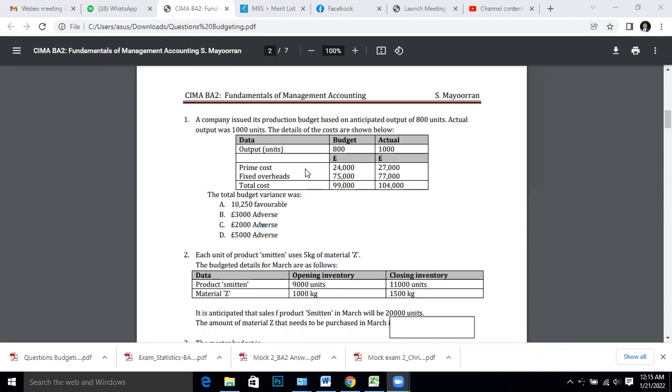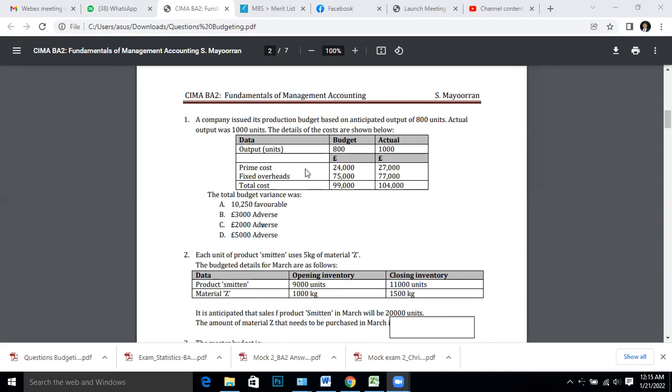That's fun. The company issued its production budget based on anticipated output of 800 units. Actual output was 1000 units. The details of the costs are shown below. Output budget 800, actual 1000. Prime cost, fixed overheads, and total cost are given.